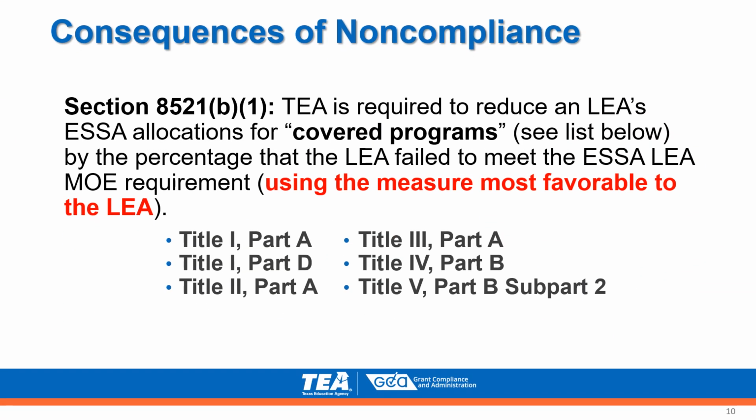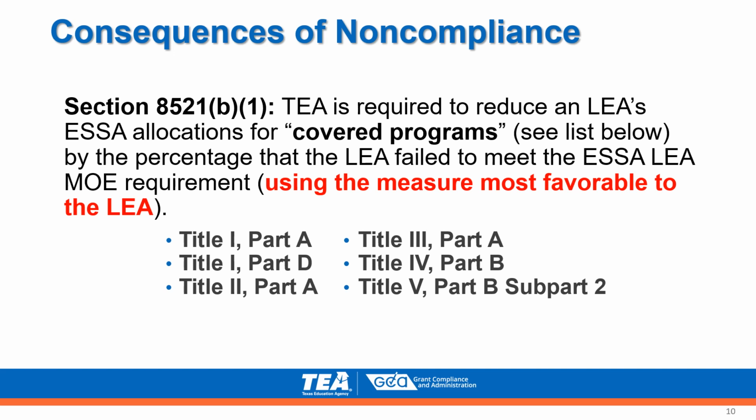Per section 8521B, 1, if the LEA fails to meet all 4 tests listed on slide 5, and if the LEA failed to meet the requirement in 1 or more of the 5 immediately preceding fiscal years, TEA is required to reduce the amount of funds allocated under ESSA-covered programs, listed below, in exact proportion to the LEA's failure to meet the requirement using the test that is most favorable to the LEA.